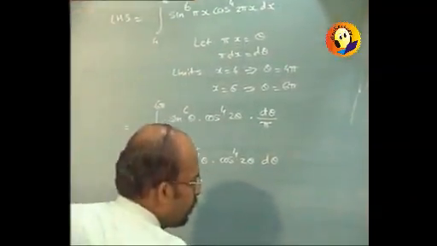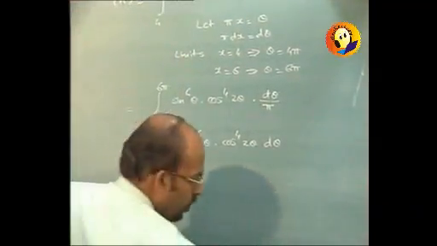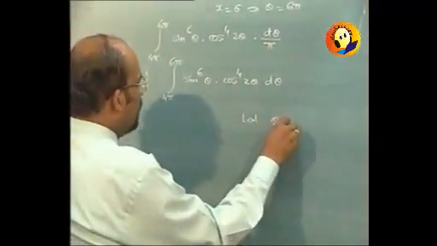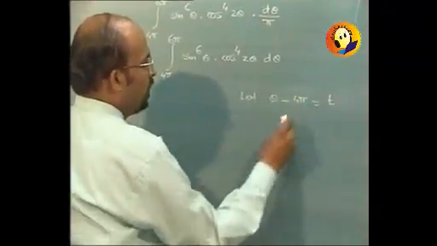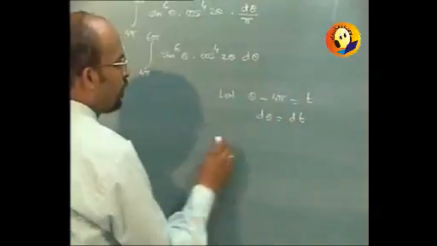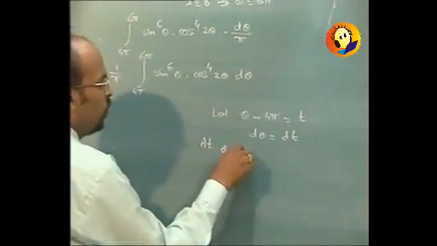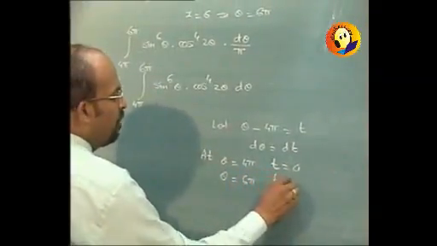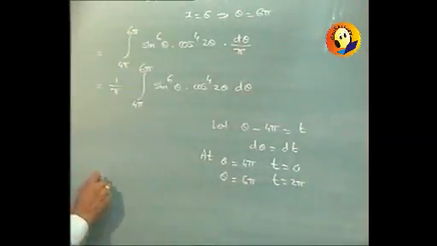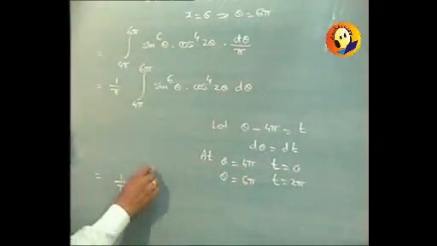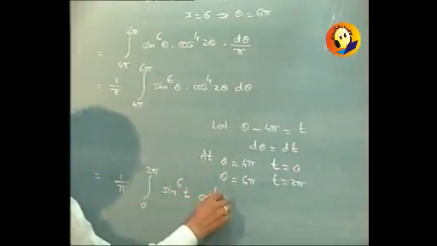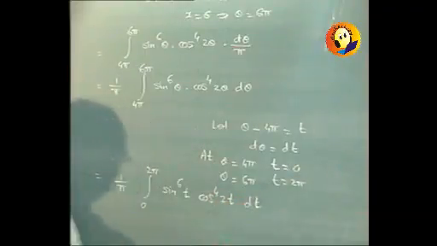To get the limits in our standard format, first of all let us make a substitution that let θ minus 4π is equal to t. Therefore dθ is equal to dt. At θ equal to 4π, t will turn out to be 0, and at θ equal to 6π, t will become 2π. And so it will be equal to 1/π integral 0 to 2π sin^6 t cos^4 2t dt will be now the overall effect.